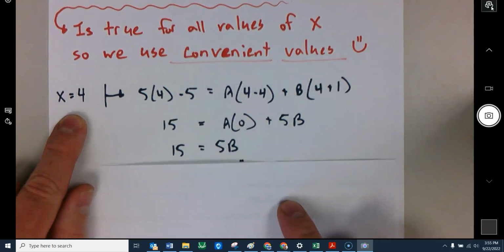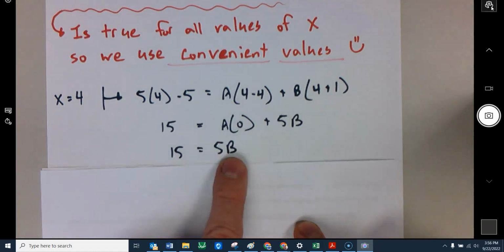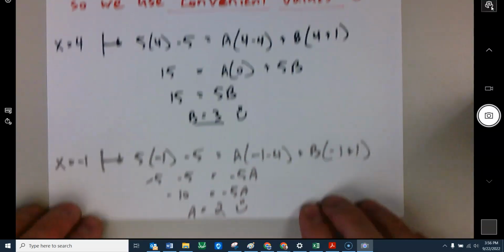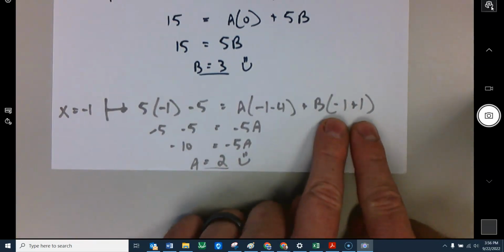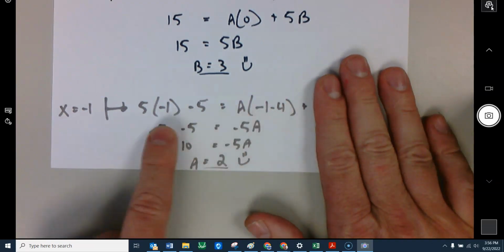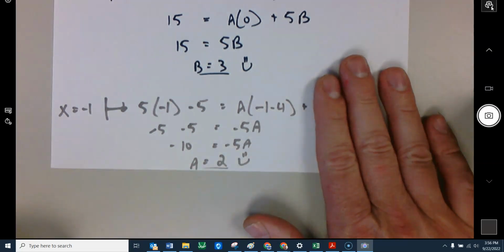So here's me plugging in a 4. I plugged in a 4, plugged in a 4. There's that 0 we talked about, and I'm left with B equals 3. Okay, cool. Next convenient value was -1. If I plug in a -1, this one's the one that's going to turn to 0, so that goes away. Now I'm left with -5A equals -10. So A would equal 2.